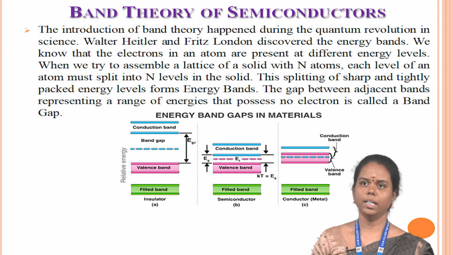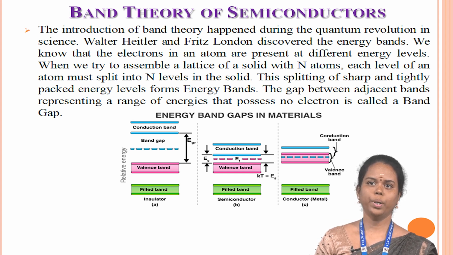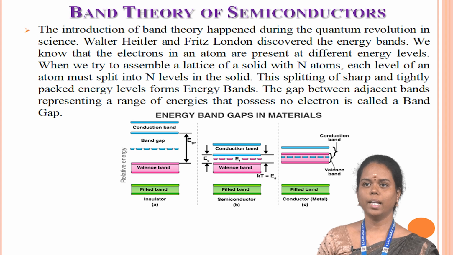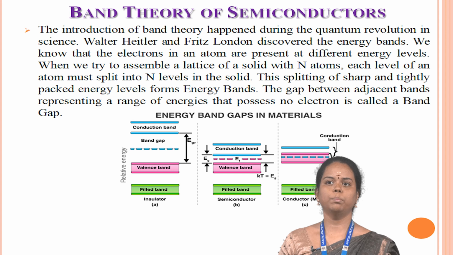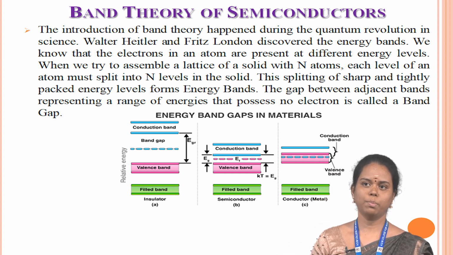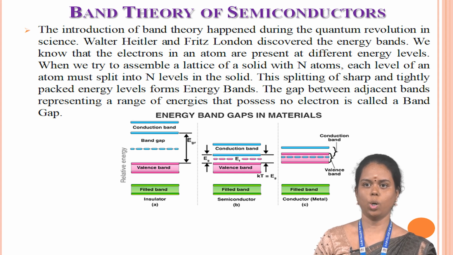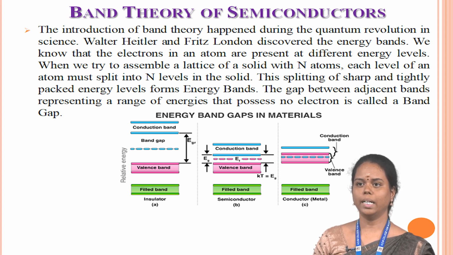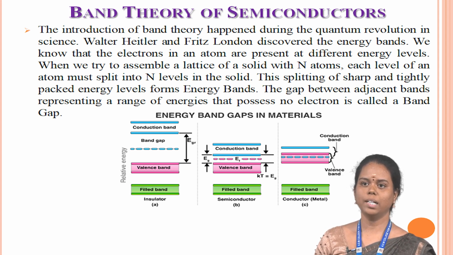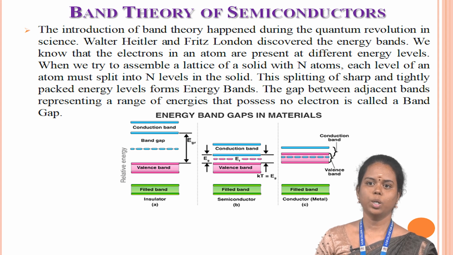Band theory of semiconductors. The band theory was introduced during the quantum revolution in science, and the energy bands were discovered then. We know that the electrons in an atom are present at different energy levels. When we assemble a lattice of a solid with n atoms, each level of an atom must split into n levels in the solid. This splitting of closely packed energy levels forms the energy band. The gap between adjacent bands, representing a range of energies that possess no electrons, is called the band gap.